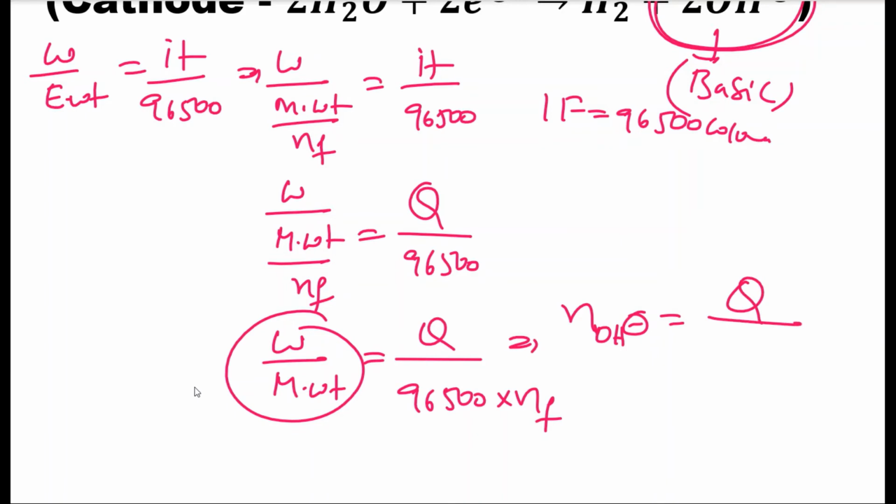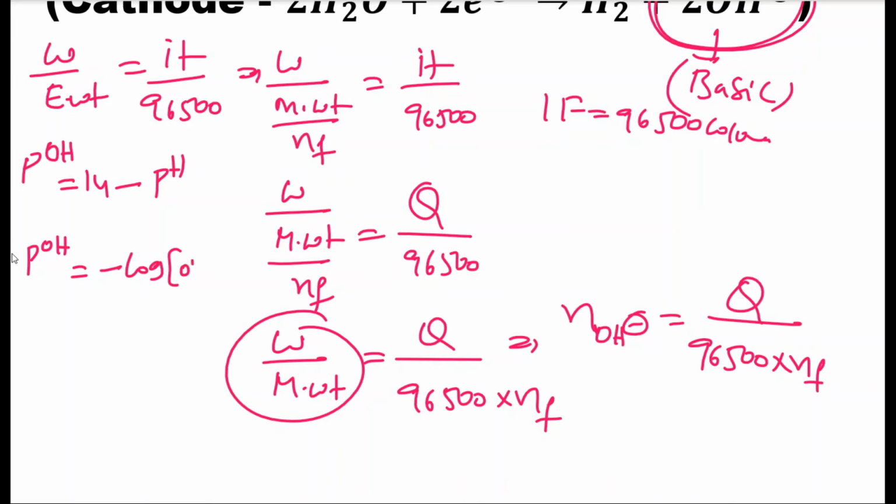Here Q by 96,500 into N factor. First of all, you have to calculate POH. POH is equal to 14 minus pH. And if you wanted to calculate POH, what is another formula? POH is equal to minus log of OH minus.